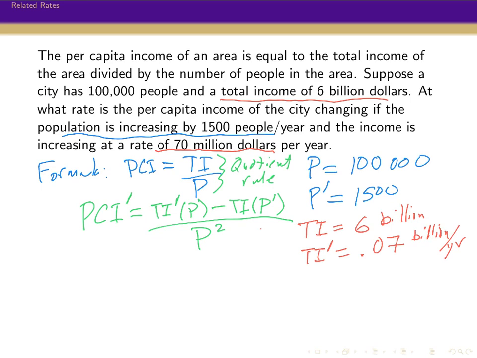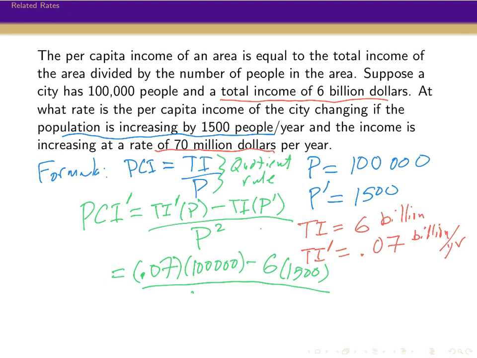Now we can just plug this information in. TI prime is 0.07, P is 100,000, minus TI, which is 6 billion, times P prime, 1,500. And then P squared is going to be 100,000 squared.